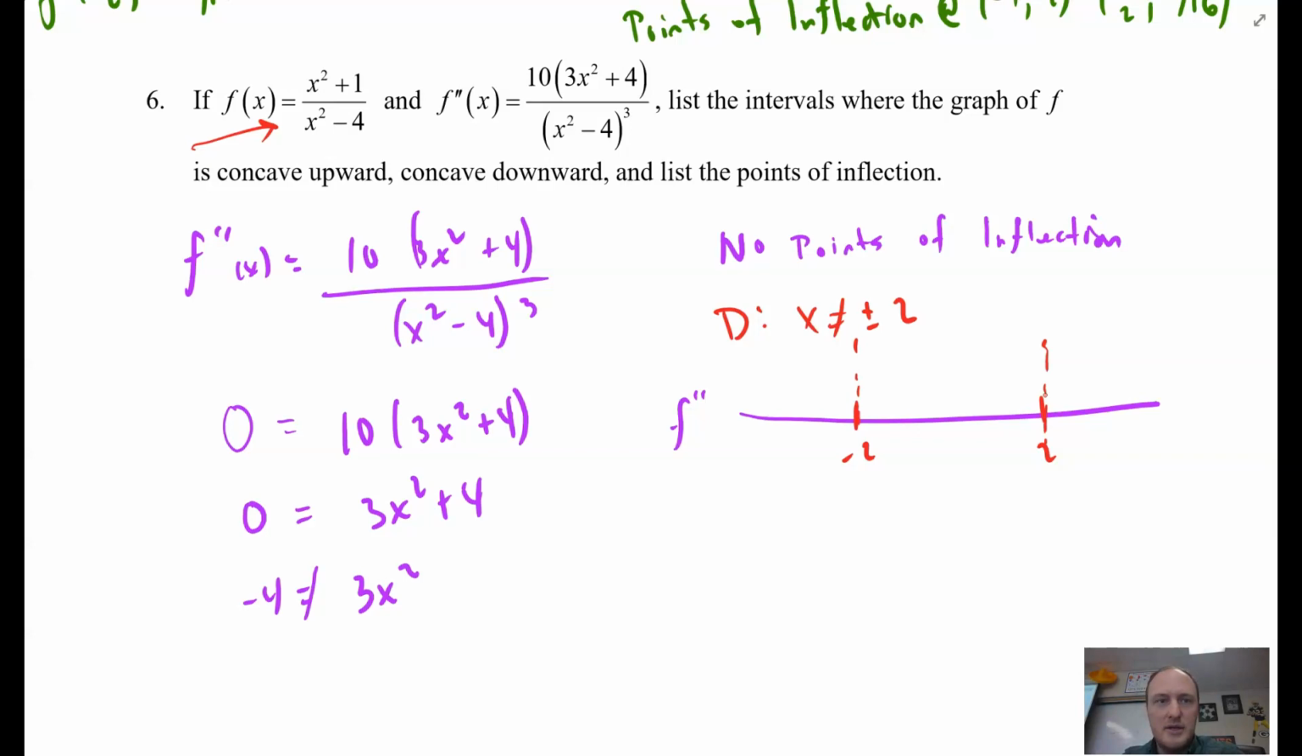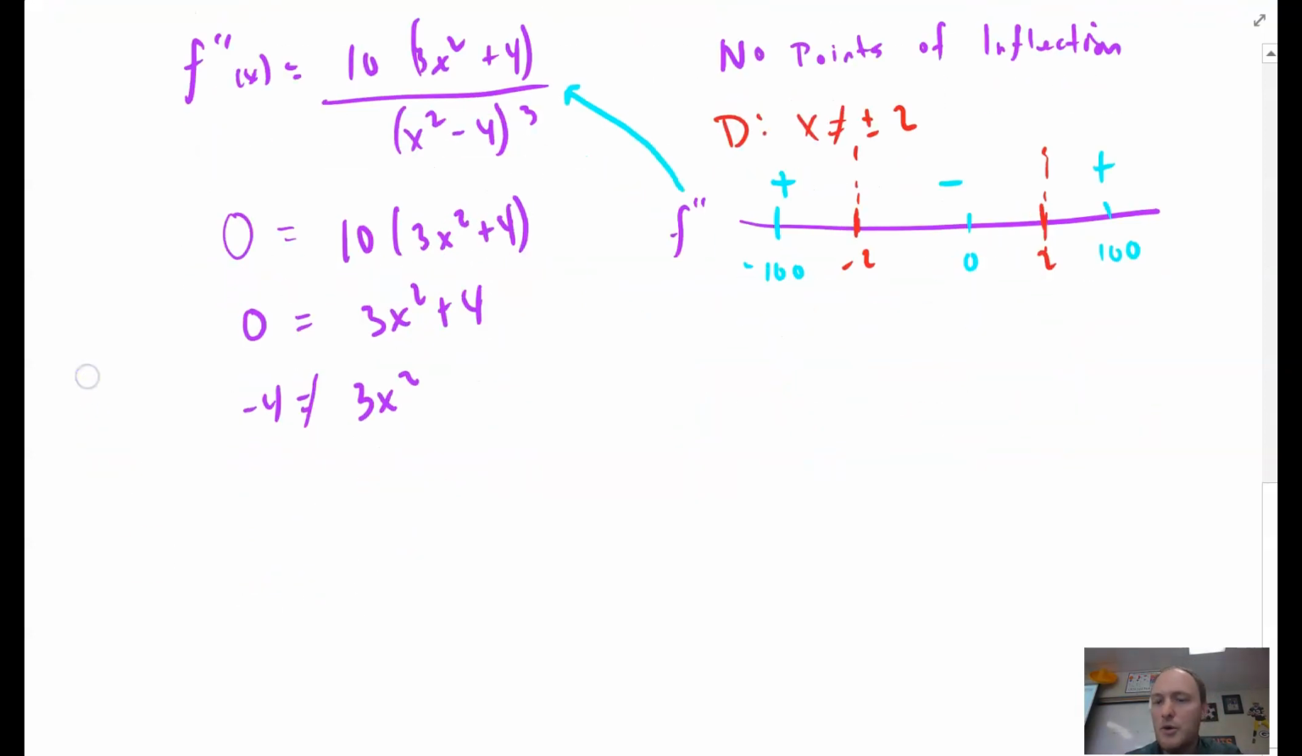We're going to plug in some values. Again, I'll choose -100, here I'll plug in 0, and +100. If I plug these into f double prime, we get a positive over a positive, so this is positive. Plug in 0: 0 gives me a positive over a negative cubed, so that's negative. And then I'll plug in 100, and that will give us a positive over a positive, so this is also positive.